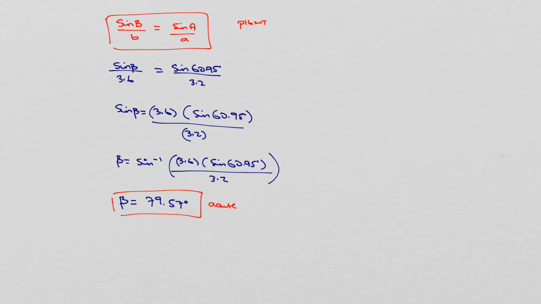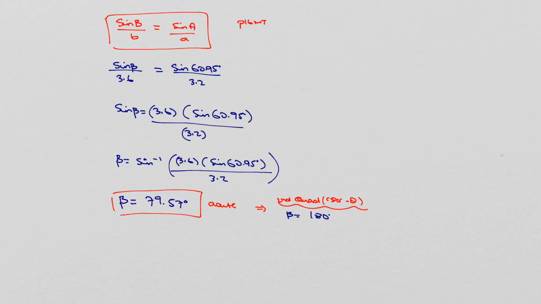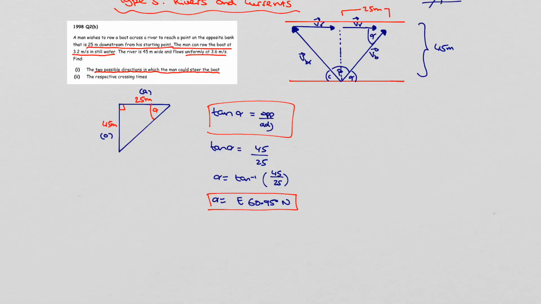Of course, because there are two possibilities, the second possibility is the second quadrant. And the second quadrant rule is always 180 degrees minus theta. So beta could also equal 180 minus 79.57 degrees, so beta could also equal 100.43 degrees. Now we're not interested in beta though, because if I go back here, I'm looking for the two possible directions in which the man could steer the boat. So I'm looking to head upstream.